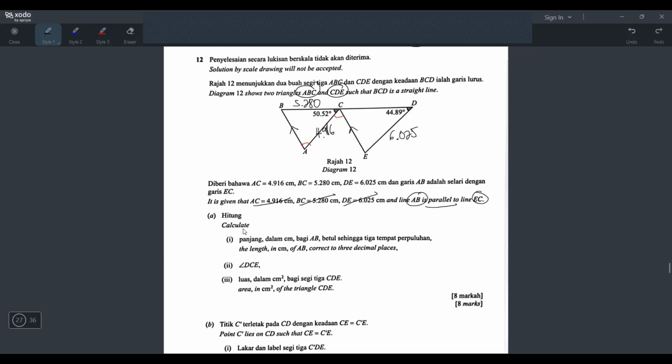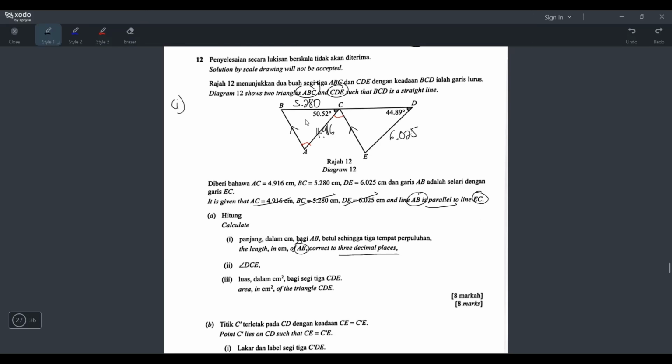And then it says calculate. Okay, question number 1: calculate the length of AB correct to 3 decimal places. So AB is this one. Okay, how to do this? This is solution of triangle. It means the formulas we can use are sine rule, cosine rule, area, Heron's formula, and so on.